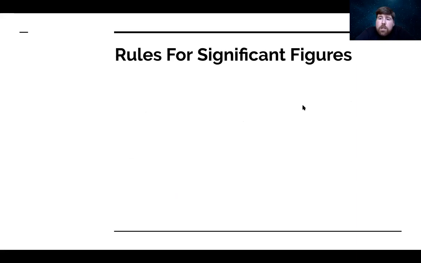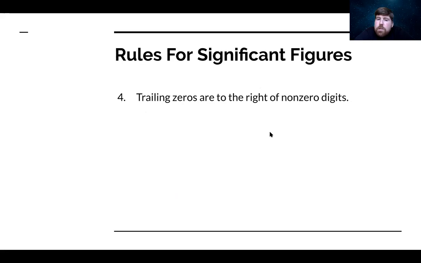Now, if you're following along, you're probably hoping that there's one more type of zero, and that's the trailing zero. Trailing zeros are the ones to the right of non-zero digits, and this is where the decimal place comes into play. Trailing zeros are only significant if there's a decimal point present. If the decimal point is not there, then the trailing zero is not significant. If the decimal point is literally written on the paper, then the trailing zero is.